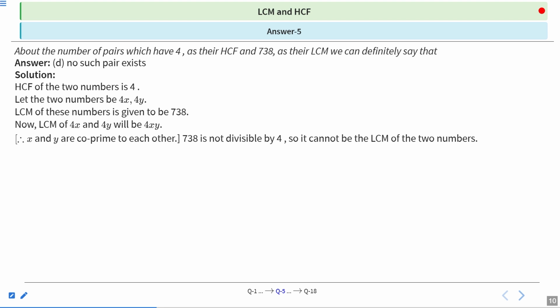And we can see that 738 is not divisible by 4. So it cannot be the LCM of two numbers. Because if the LCM is 738 and in terms of x and y the LCM is 4xy, then that means the LCM should be a multiple of 4. But 738 is not divisible by 4. So that means it can't be the LCM of two numbers. Therefore, no such pair of numbers is possible. Option D is the correct answer.